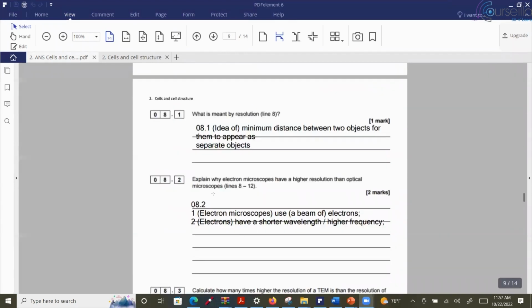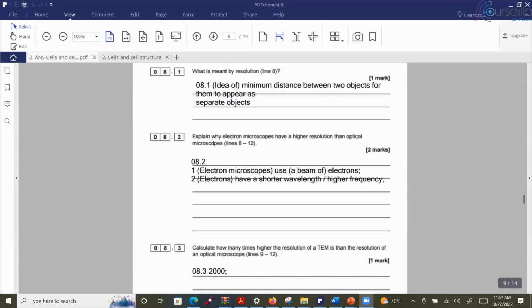No. Okay. We did ask this question before. What is resolution? The distance between two objects to be able to see them. Now, this is what I was telling you here. Explain why electron microscopes have a higher resolution than optical microscopes. This is the first thing we explained in this session. Let's look at the answer together.